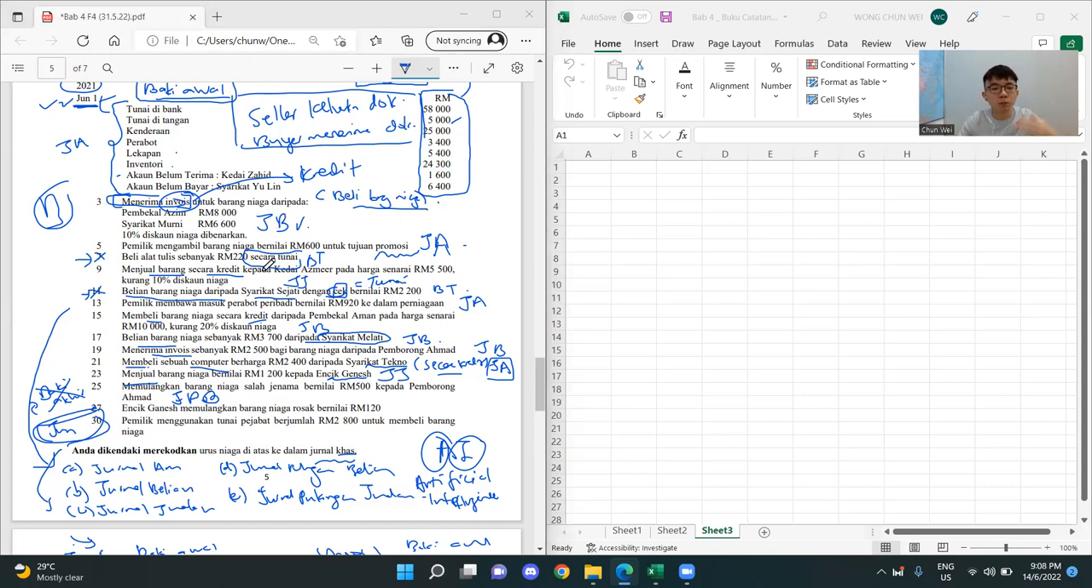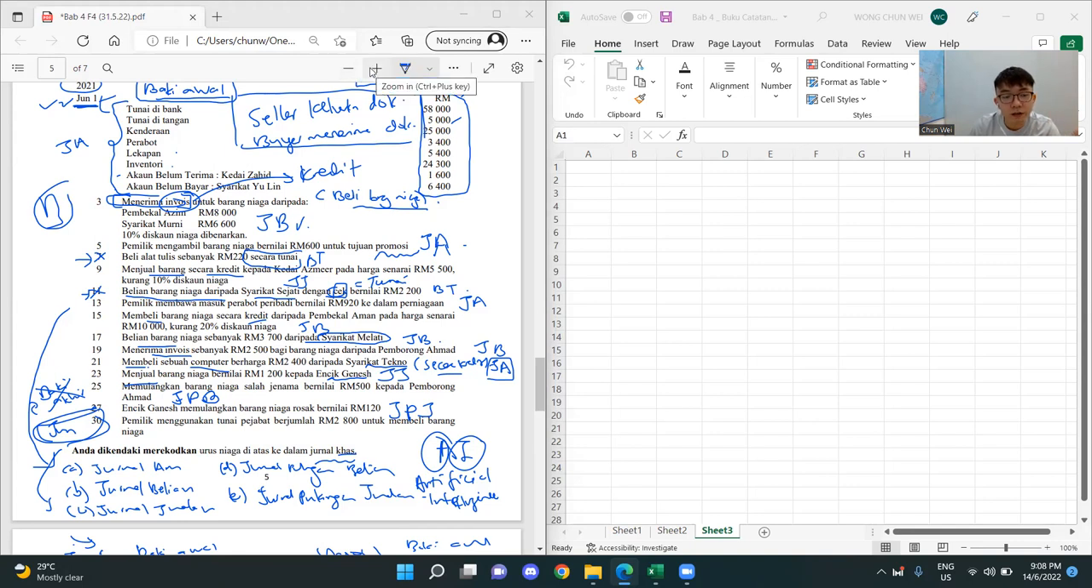27. Encik Ganesh memulangkan barang niaga rosak. Can you see? So when the customer pulangkan, then they will say siapa yang memulangkan. So when Encik Ganesh pulangkan barang rosak, meaning they're returning to us. So when ada pulangan, then surely this is a JP, jana pulangan. Pulangan belian or jualan, then you need to use logic lah. After I jualkan barang kepada Encik Ganesh, then Ganesh pulangkan barang. Therefore, it's after jualan. So it is called a JPJ, jana pulangan jualan. Alright, so that is 27 for you.